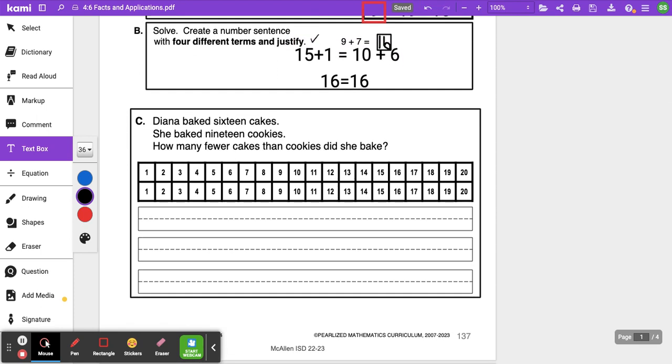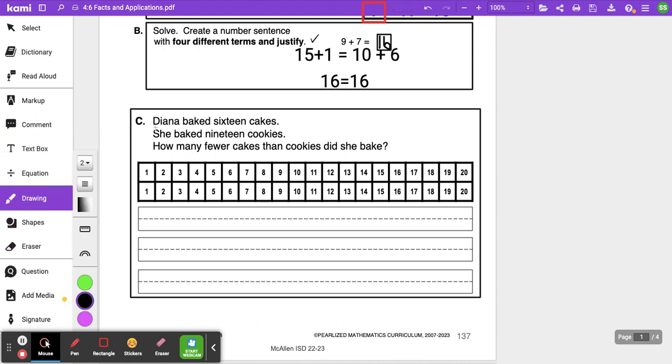Letter C. Read this with me. 1, 2, 3. Diana baked 16 cakes. She baked 19 cookies. How many fewer cakes than cookies did she bake? So here it's okay if you said Diana or if you said Diana. Either one of those would be fine. Okay, remember the name is not the important part here. But we want to make sure that we first find our question. We need to underline the question.